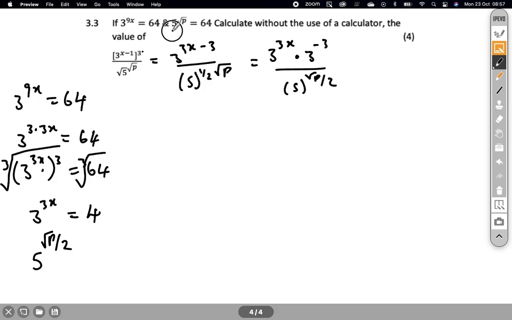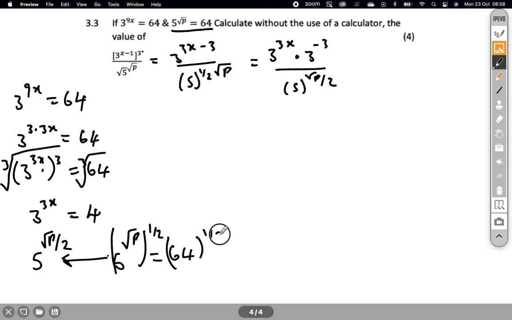So from the given statement, we can say that 5 to the power square root of p. Now what do we need to do for this to be the same as this? We simply need to raise it to the power of 1 over 2. So now what you do on the left is what you do on the right. Now we will have 5 to the power square root of p divided by 2 is equals to the square root of 64, which is 8.